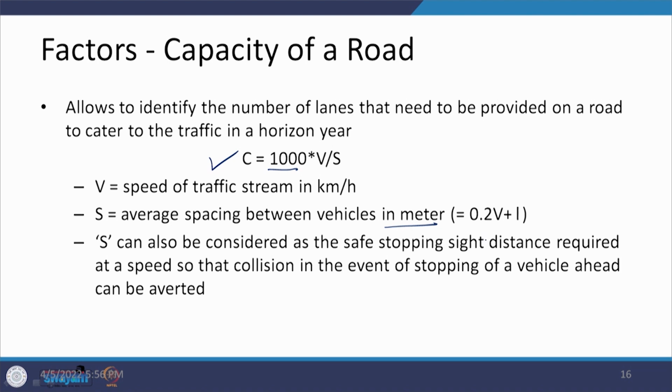And if this average spacing is not available, then it can be computed by this formula. Otherwise, it can also be considered that if the vehicles are moving at a particular design speed, they should maintain a certain distance between vehicles so that there is no collision under emergency conditions. So the safe stopping sight distance required at a design speed, if available, can also be used as the value of S.